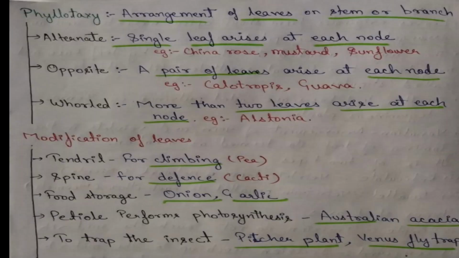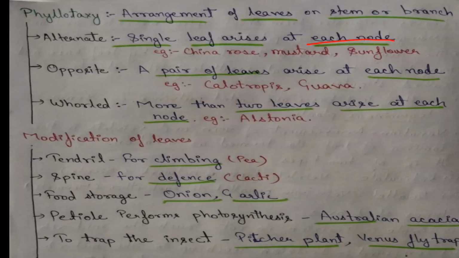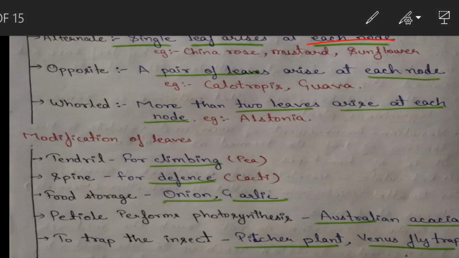Next we define a term phyllotaxy. The arrangement of leaves on stem or branches is known as phyllotaxy. It is of three types, alternate, opposite and whorled. If a single leaf arises at each node, then it is known as alternate. Examples are China rose, mustard, sunflower. If a pair of leaves arises at each node, it is opposite, examples are Calotropis, guava. And the third one is whorled, when more than two leaves arise at each node, example is Alstonia. It is a very important example, you must remember this.